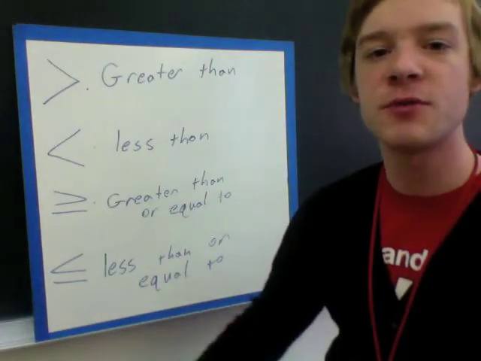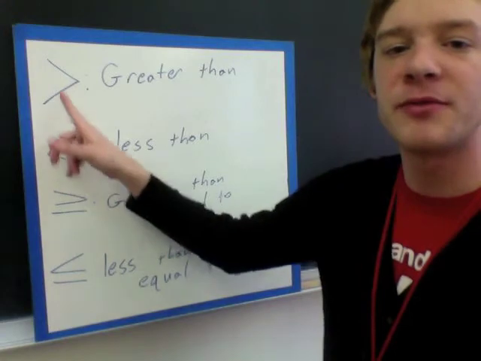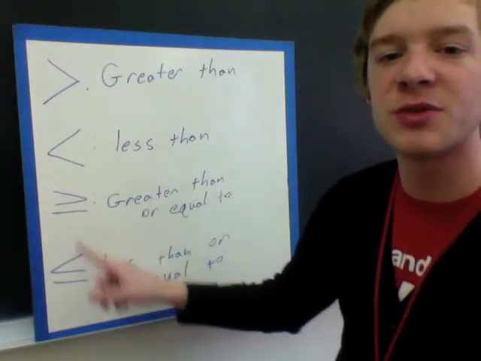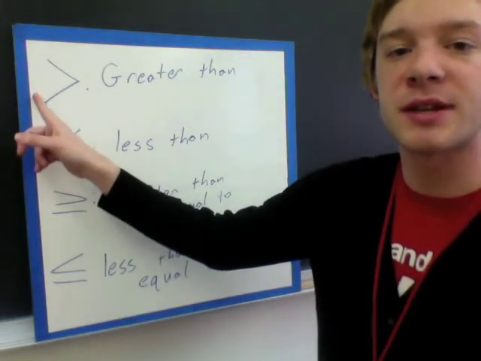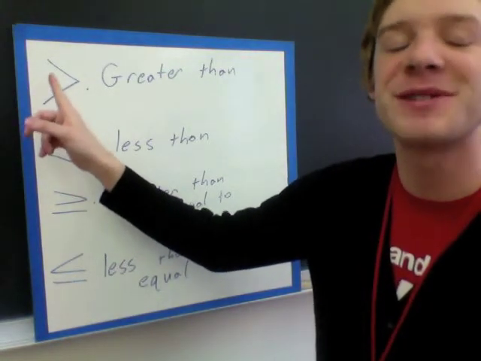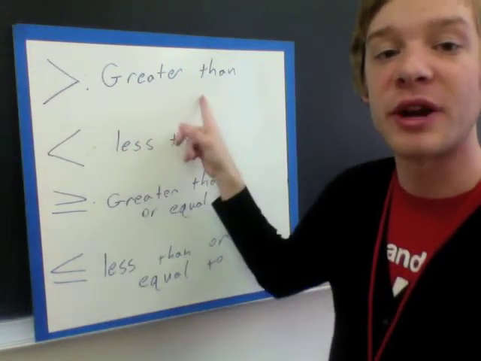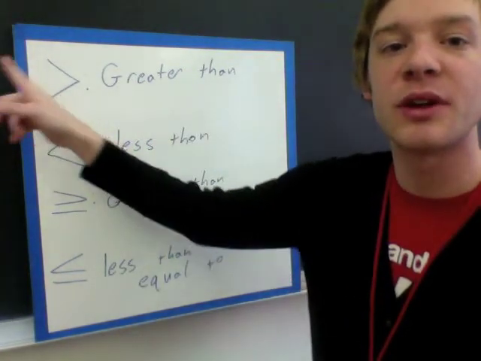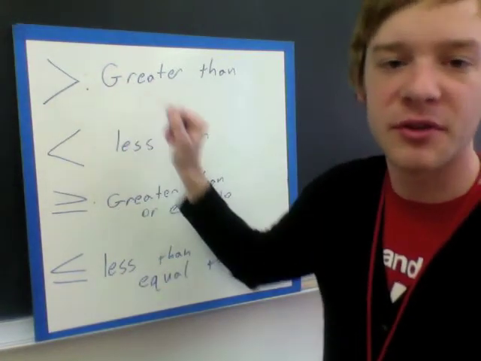First off, we've got a few symbols you may not have seen before. We have these open V looking things, and we have open V's with little lines underneath. When it opens up to the left side, the bigger side's over here, this means greater than. Specifically, whatever is over here is greater than or bigger than whatever is over here on the right side.